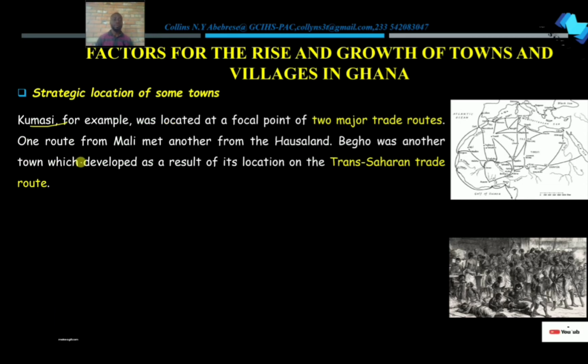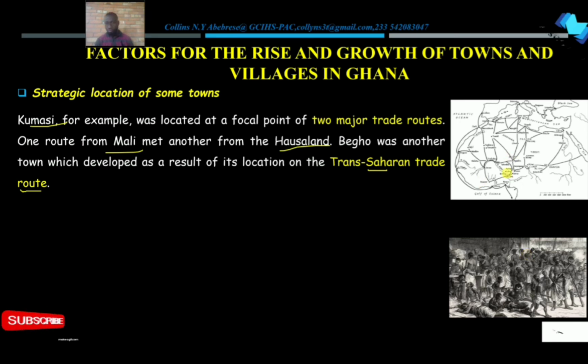One was from Mali, all right, and the other was from the Hausa land. Okay. Now Begho, again, we also established in our previous lesson that Begho was also another town which also developed as a result of its strategic location on the trans-Saharan trade route. It was part of the trans-Saharan trade route in Ghana.